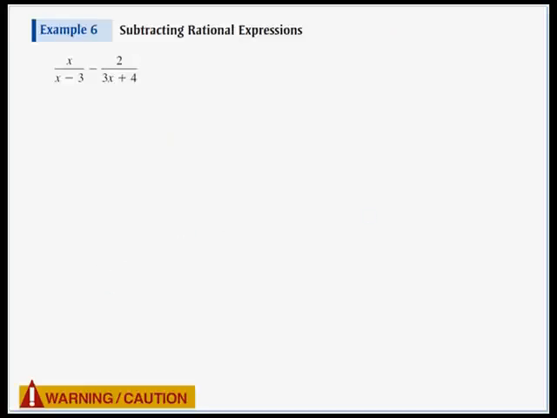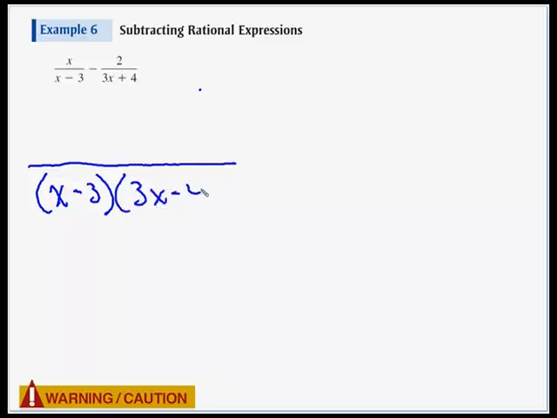Actually, it looks like we're going to see it right here. We have one fraction minus another fraction, x over quantity x minus 3 minus this other fraction, 2 over 3x plus 4. So the first thing we want to do is get that common denominator. I'll just come right here underneath it, and I'm going to multiply these together in parentheses. x minus 3, and then 3x plus 4.